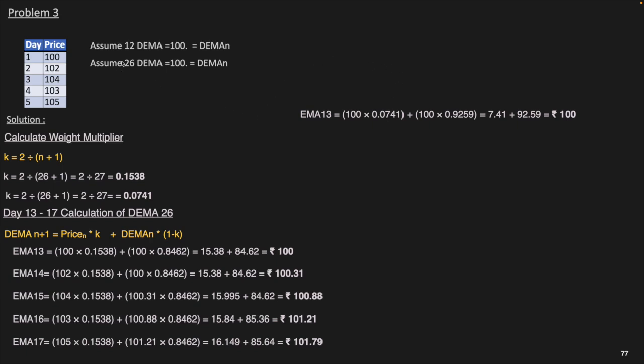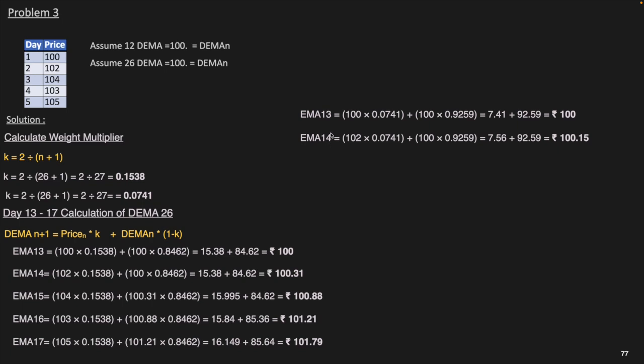Now we will do the same thing for 26, because we have to calculate the values of the next 5 days for 12 also and for 26 also. The same equation holds good, and here what we are doing, instead of multiplying it by 0.1538, what are we going to do? 100 is the price on that particular day, 100 into 0.0741 plus 100 into 0.9259. How does it come? 1 minus k, that is 1 minus 0.0741 will be 0.9259. So the value you get again is 100. So this is the value on n plus 1 day exponential moving average of 26 period.